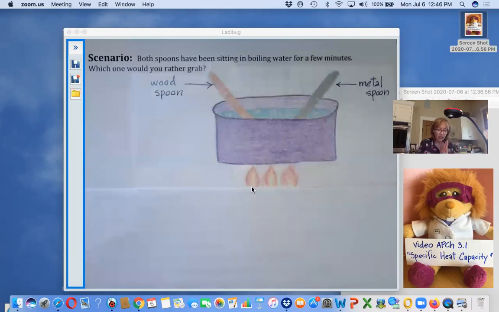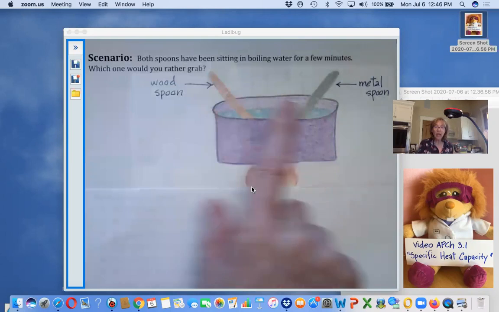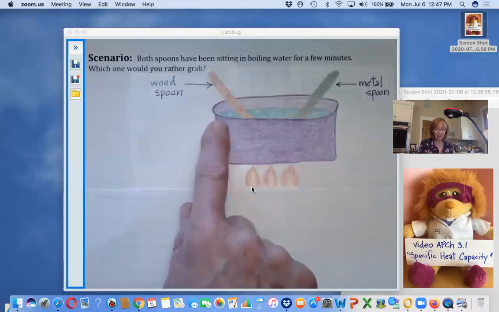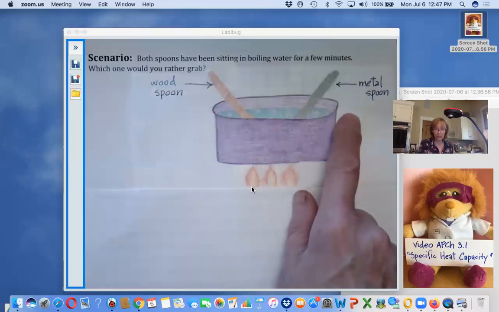All right, so to start, I'd like you to imagine that you are boiling water for spaghetti and you have 2 spoons sitting in that pot of boiling water on the stove, a wooden spoon and a metal spoon. And if they've both been sitting in that pot for the entire time, I'm wondering which of those 2 spoons would you rather grab? I'm betting if you've done any kind of cooking at all, you're thinking, oh, I'd rather grab the wooden spoon because the metal spoon's going to be really hot.